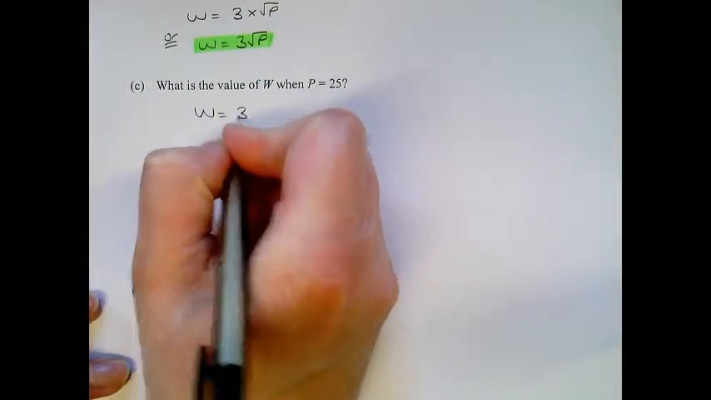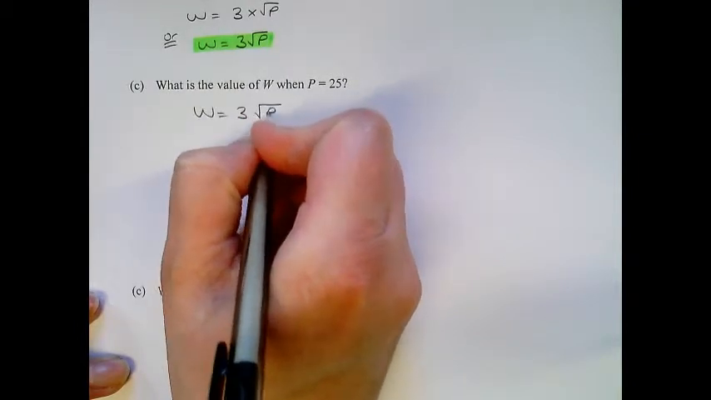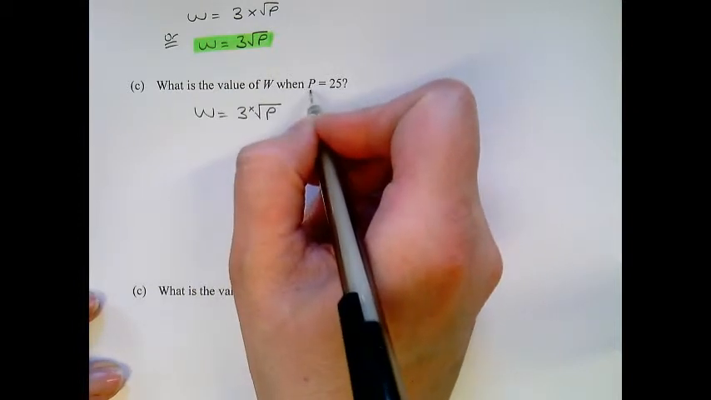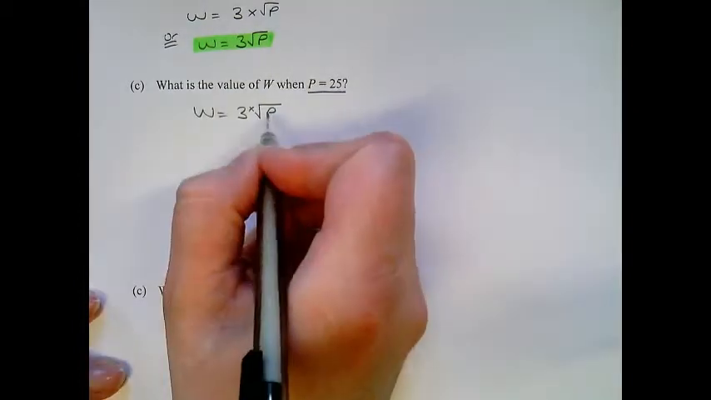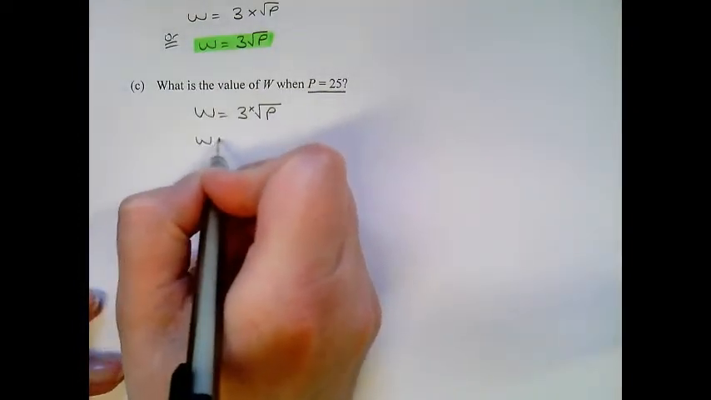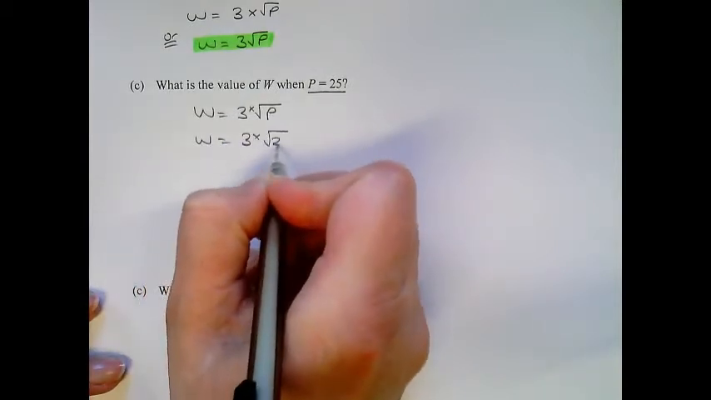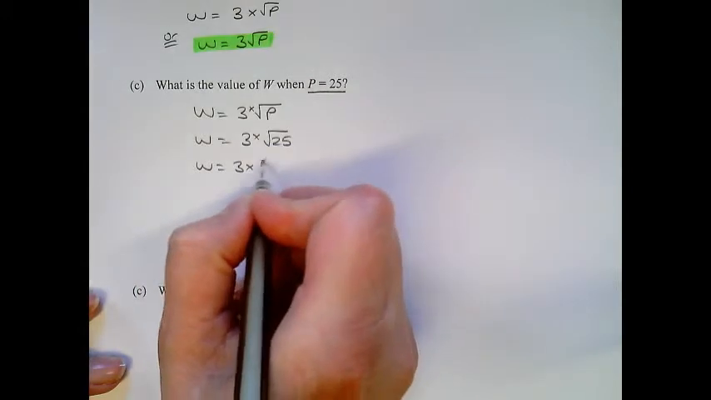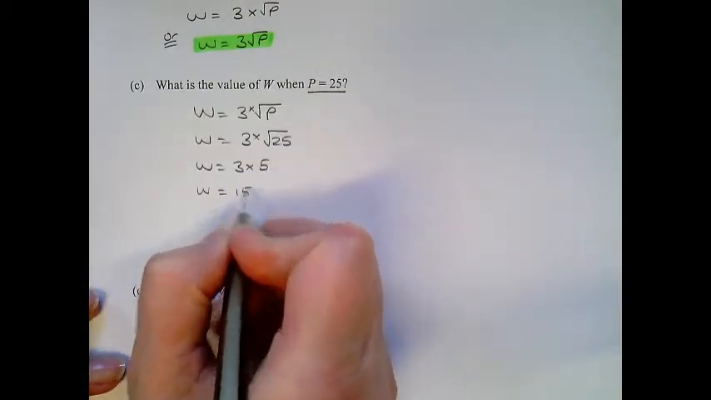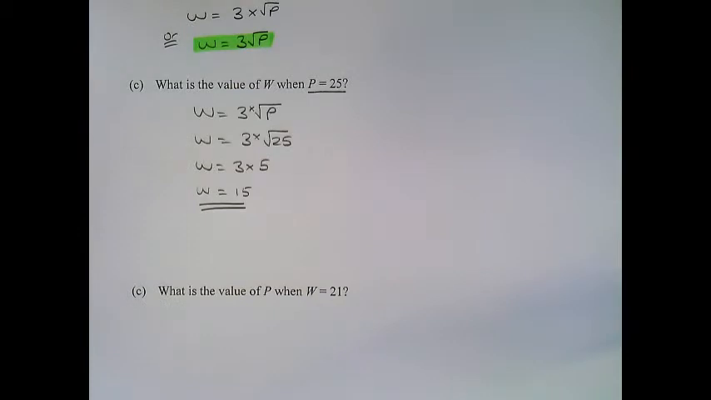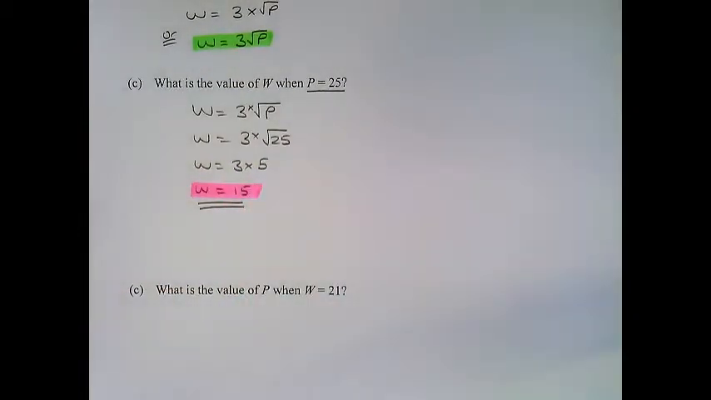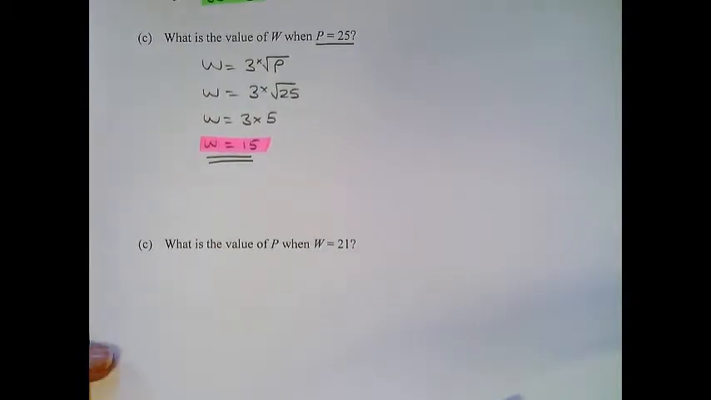So this is the formula then that we're going to use for the rest of the question. So W equals 3 times the square root of P. What is the value of W whenever P is equal to 25? So change P into 25. So 3 times the square root of 25, and the square root of 25 is 5. So W works out as 15. So that was an easy one. Haven't needed to use a calculator yet, so this was probably on a non-calculator paper.